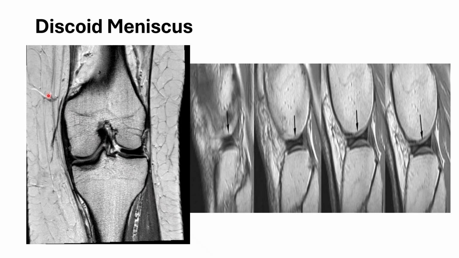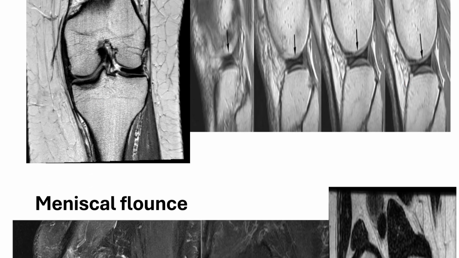And a bow tie sign on 3 or more consecutive sagittal slices suggests a discoid meniscus. We can see here there is a bow tie sign on more than 3 consecutive sagittal slices. So this is the anatomical variant, and these are the diagnostic points for the discoid meniscus.